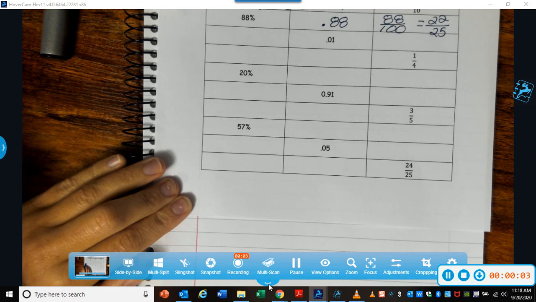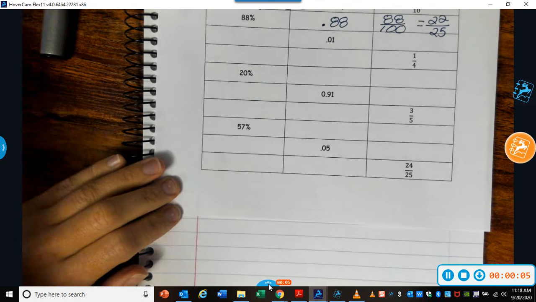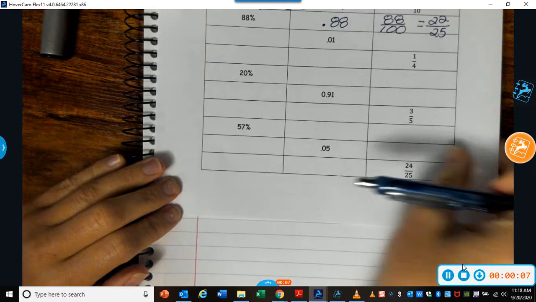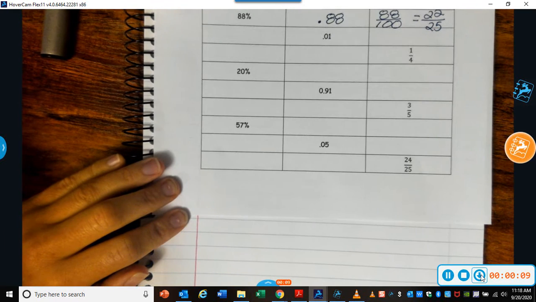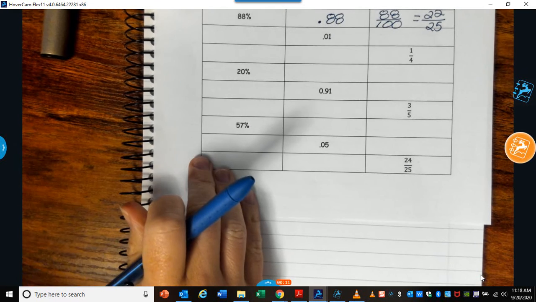Okay, welcome back. We are going to finish up this chart together. I still have my scrap paper because some of these are going to get a little more difficult as we go on to page 2.